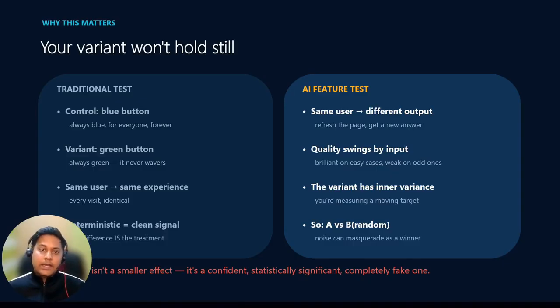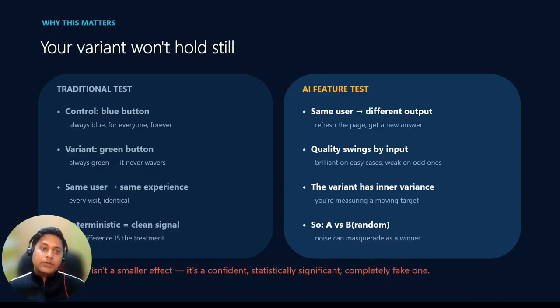Now the right side, your AI feature. The same user submits the same request twice and gets two different answers. Quality swings depending on the input. It's brilliant on the easy cases and shaky on the weird ones. So the variant itself has variance living inside. You are not measuring a fixed thing, you are measuring a moving target. Hence A versus B-random.